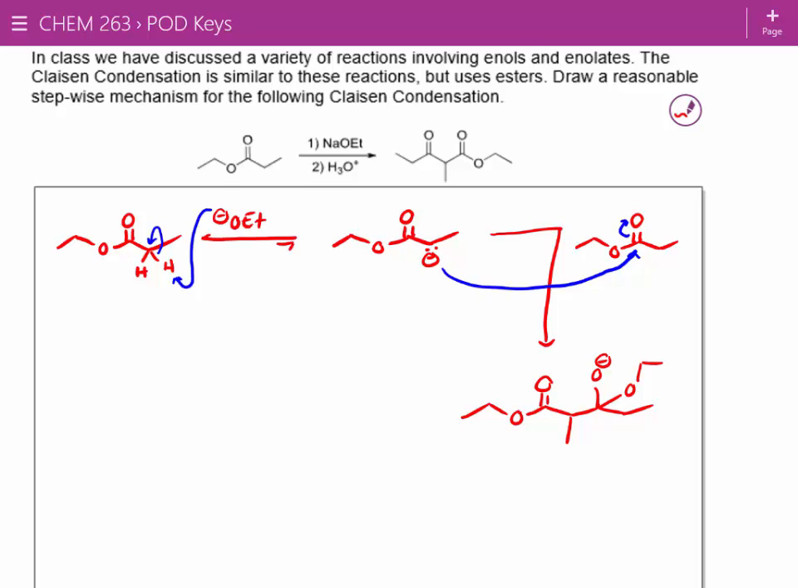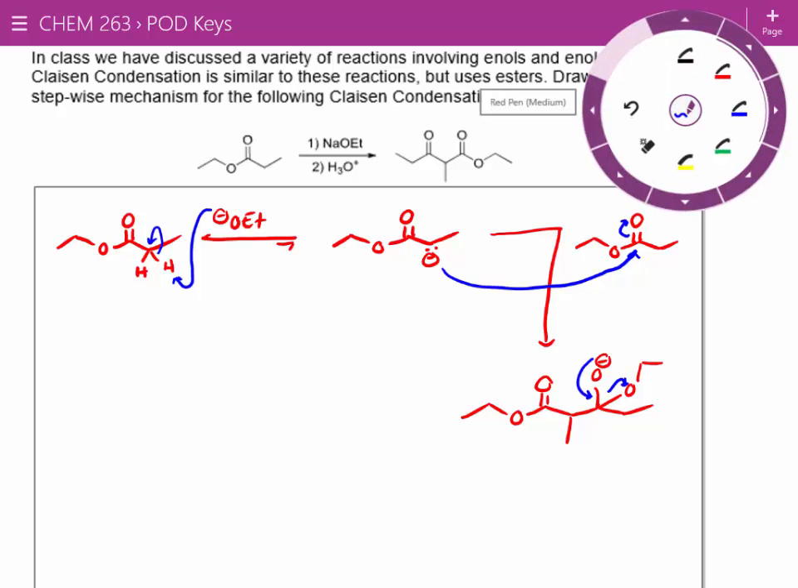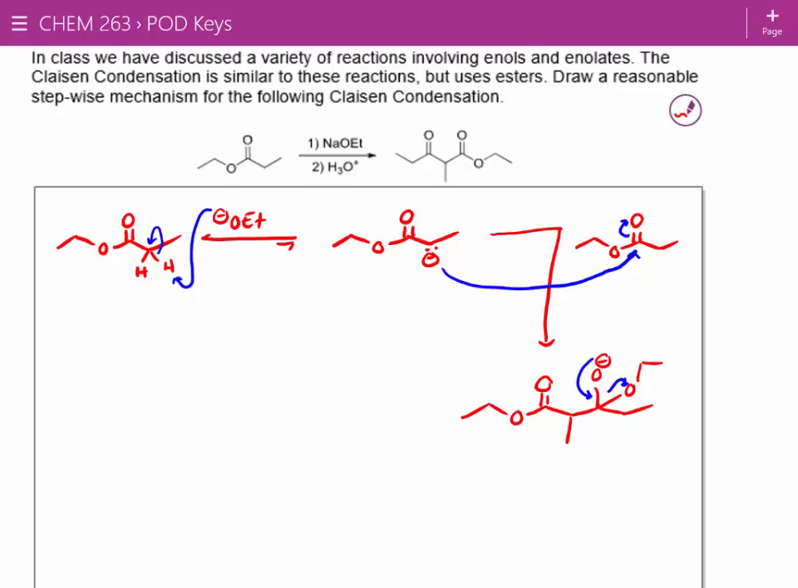What do you guys think the next step is? Push down electrons and push off that O-ethyl group. Yeah, we can push off our ethoxide, and when we do that, we reform a ketone. But a lot of this is very similar to nucleophilic acyl substitution that we've already seen. Okay, so now we've got ethoxide around. What can that ethoxide do?